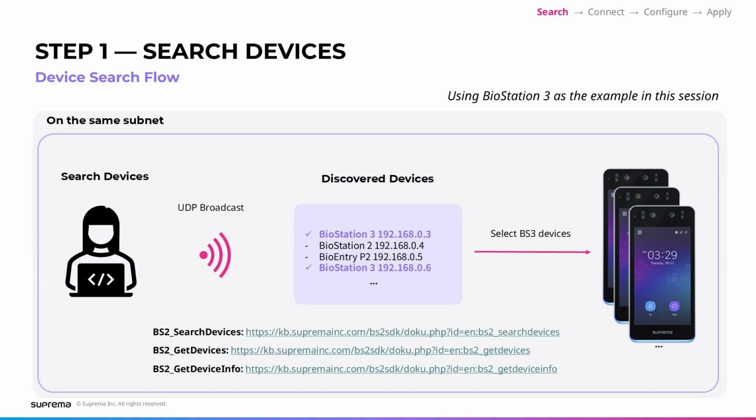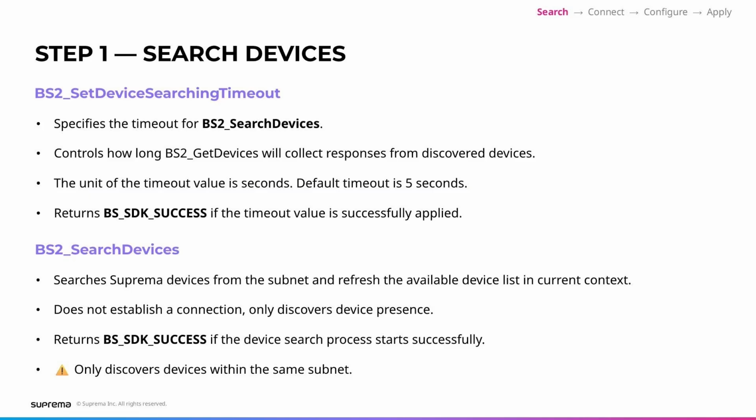Based on that information, we select only the BioStation 3 devices and use them as the target devices for the next step. Let's start with BS2 Set Device Searching Timeout. This API controls how long the SDK waits for responses after a device search is started. You pass in a timeout value in seconds, and the default is 5 seconds, which works well in most environments.